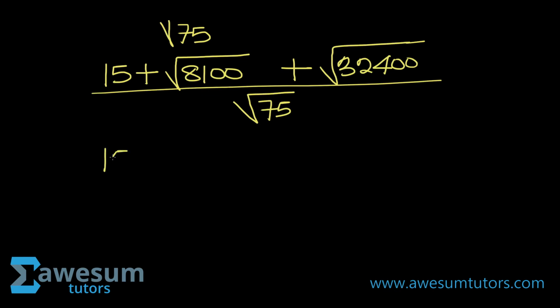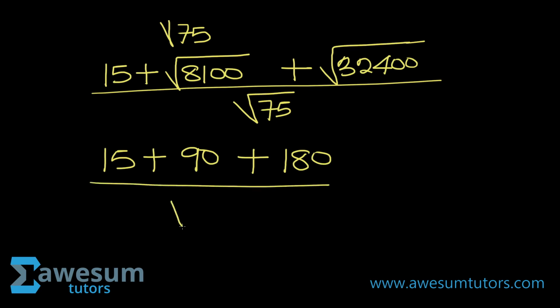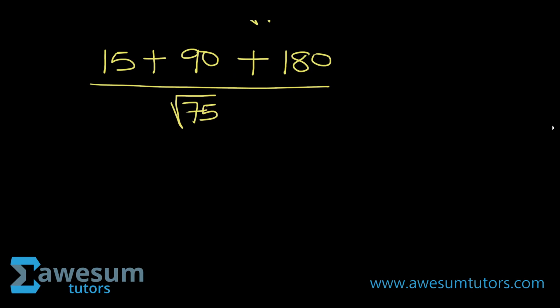Okay, now I have 15 plus, now what is the square root of 8100? That's going to give you 90. You can use your calculator to do that. Find the square root of 8100, and it's going to give you 90. Plus the square root of 32,400, that's going to give you 180, over the square root of 75. Let's just take things easy, a step at a time.